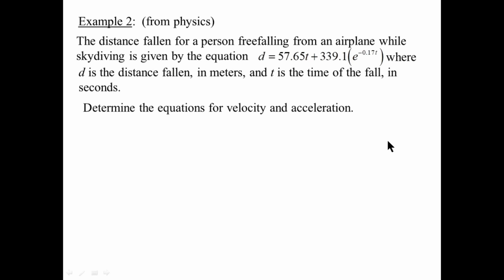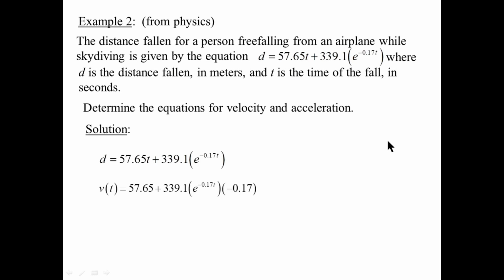So it's the normal procedures to find velocity and acceleration, we'll have to differentiate. So we'll take our D equation and differentiate it carefully. So let's check. This term differentiates to 57.65. To differentiate this term, copy it times the derivative of the exponent on e.